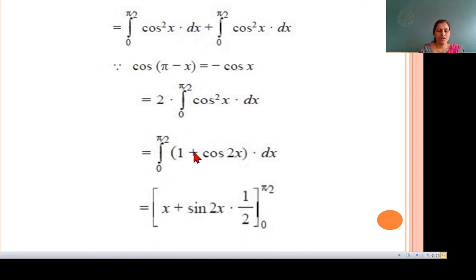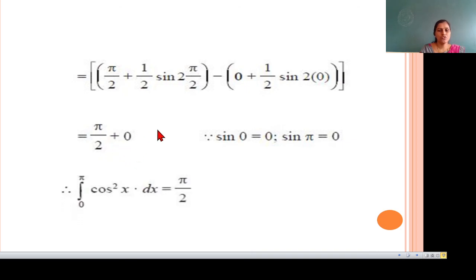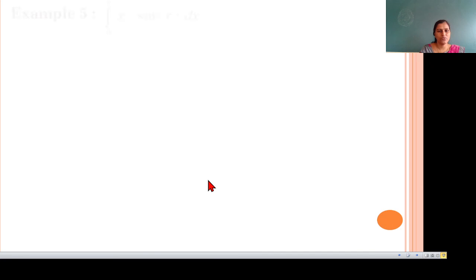In the next step, we are going to find the integral of this term. The integral of 1 dx is x, and the integral of cos 2x is sin 2x divided by 2. And after finding the integral, we apply the limits from 0 to pi by 2. After putting the upper limit, we get this term, and after applying the lower limit, we get this term. On final calculation, the only terms remaining are pi by 2 plus 0. So our final answer will be pi by 2.